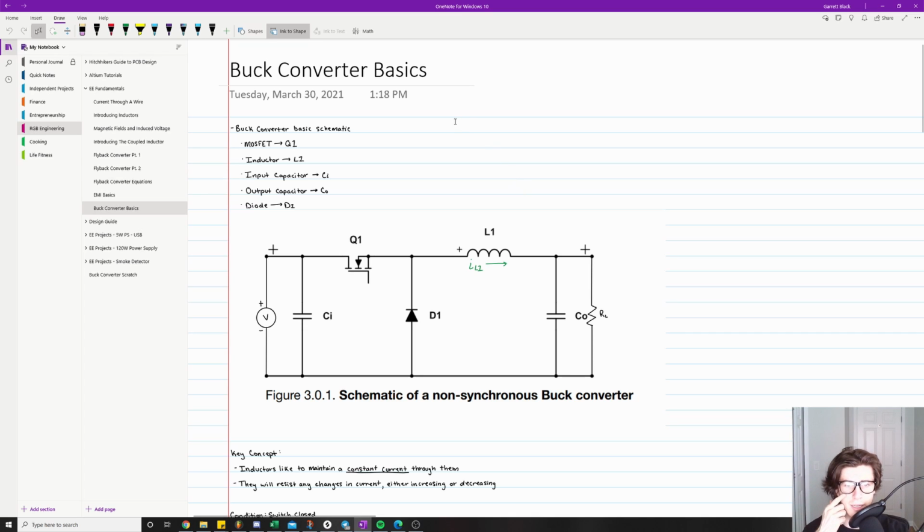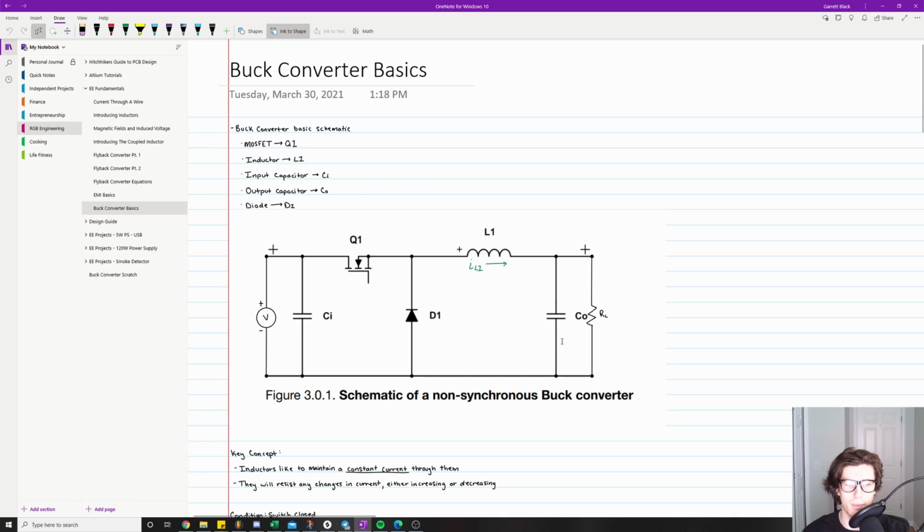So I just went ahead and labeled all of the components of interest here. So we have the MOSFET, which is Q1 right here. We have the inductor, which is L1 right here. Then we have the input capacitor, which is Ci, the output capacitor, which is Co, and then we have the diode D1.